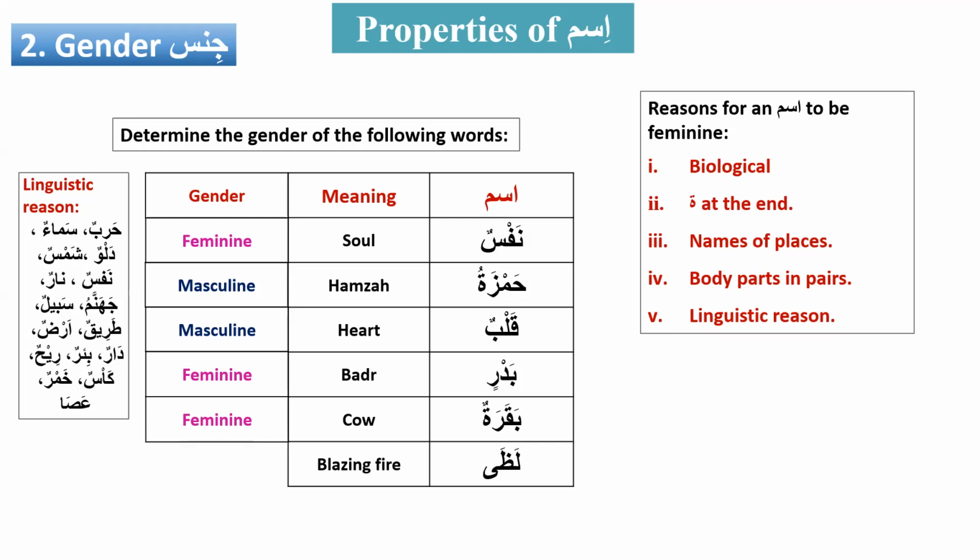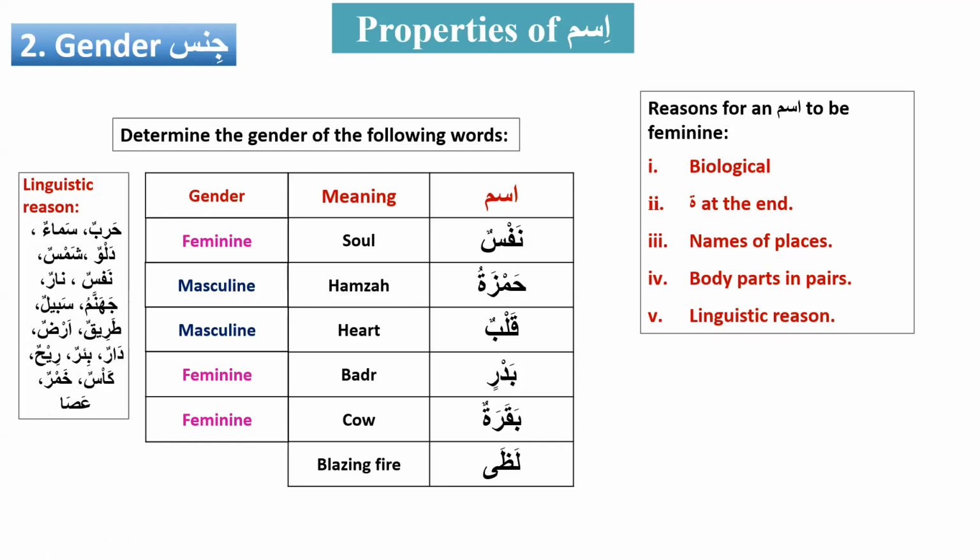Okay. Shifa, you have your hand up. Shifa, the last word, nar. Assalamu alaikum. Wa alaikum assalam wa rahmatullah. Nar, this is feminine. It's because of linguistic reasons. It's because anything related to the meaning of fire is feminine. Yeah. You got the tough word, but you got it right. Very good. So you are saying any word in Arabic used for fire is in what gender?